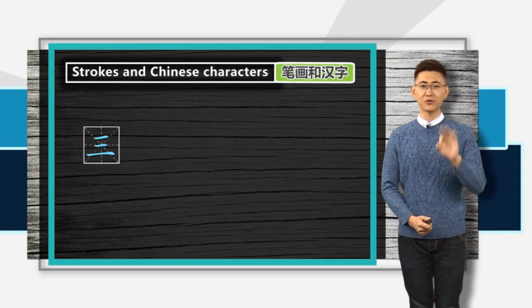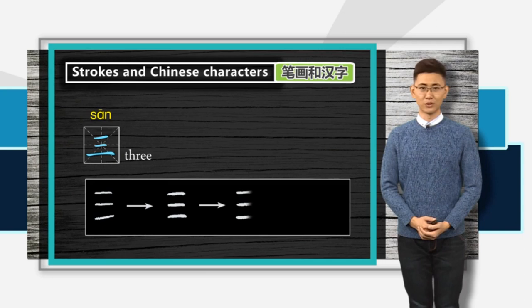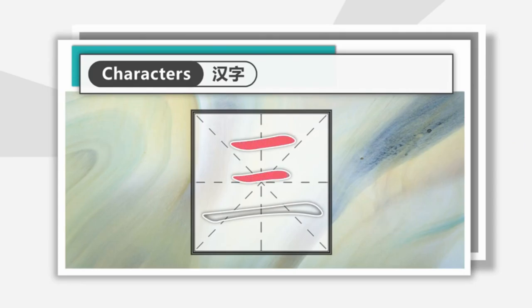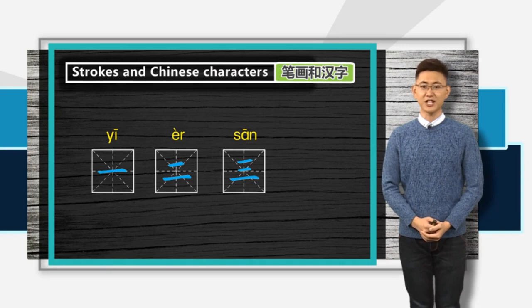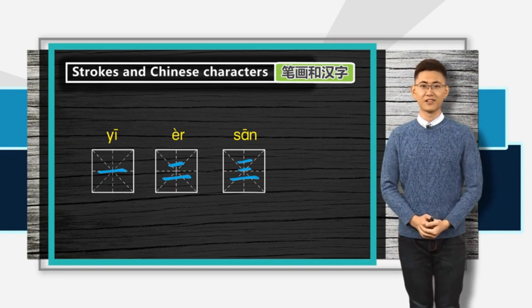And how about 3 horizontals? Yes, it means 3. The pronunciation is 三. 跟我读 三. Let's write it together. Pay attention. The top horizontal is short, and the middle one is even shorter. The bottom one is the longest. So, 1, 2, 3 in Chinese are 一, 二, 三. All of them are made up of horizontals.